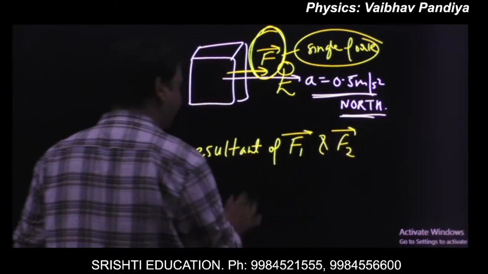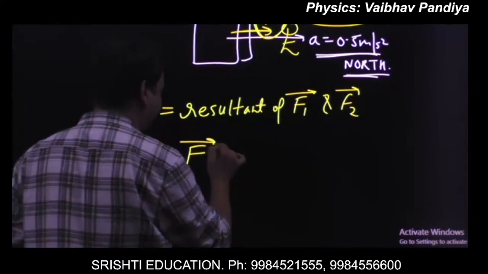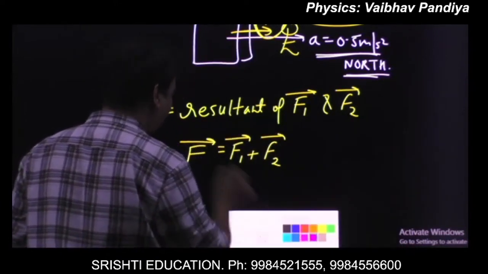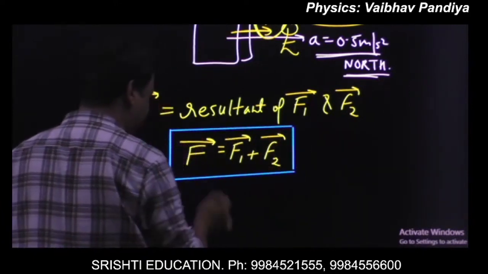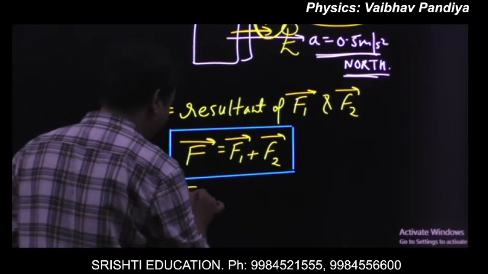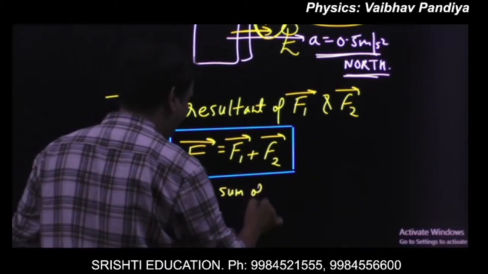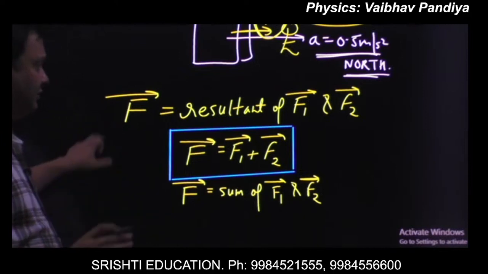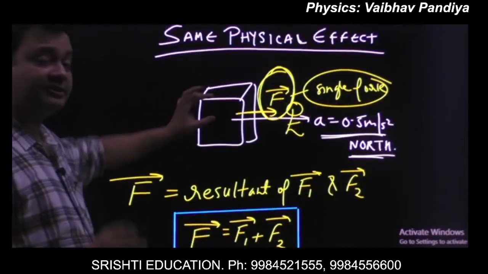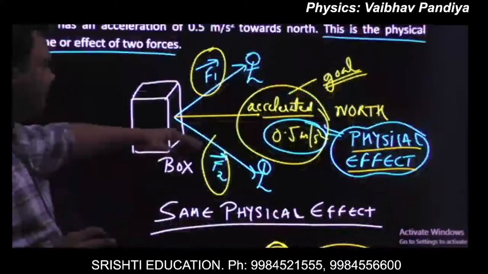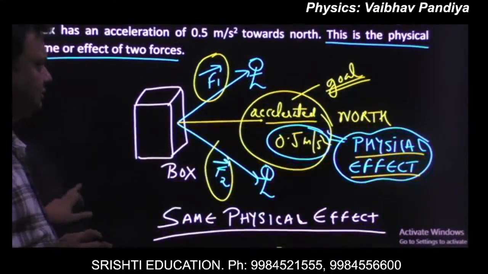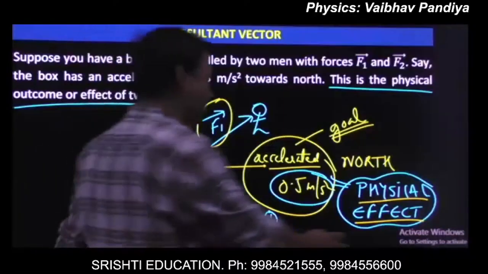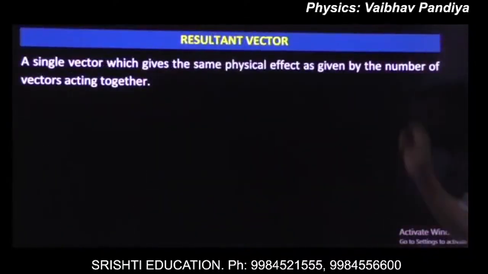And in vector mathematics, in vector notation, we write like this: vector F is vector F1 plus vector F2. So you can call it the resultant of the two vectors or the sum of the two vectors. Either you can say F is the resultant of F1 and F2, or you can say vector F is the sum of vectors F1 and F2. So this is the meaning of resultant vector, which gives you the same physical effect as given by a number of vectors acting together. Like in this case, vector F is the resultant force of the forces F1 and F2. Now we can write what is the resultant vector?